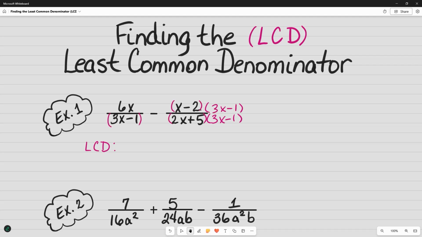So now what I notice is on the first fraction, I am missing the quantity of 2x plus 5. Since there's already a 6x there, what's going to happen is I'm going to distribute. For the second fraction, I would multiply the quantity of x minus 2 times the quantity of 3x minus 1. So what do they both have in common? They both have the quantity of 2x plus 5 times the quantity of 3x minus 1.